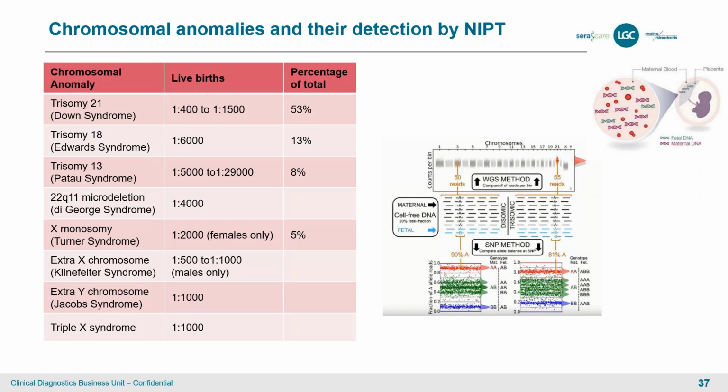So let's jump right into reproductive health, which is obviously a different area. I think many of you are familiar with this. The common trisomies like trisomy 21, 18, 13 are the ones being detected largely. And then people are now moving to other conditions like microdeletions, sex chromosome aneuploidies, and so forth.